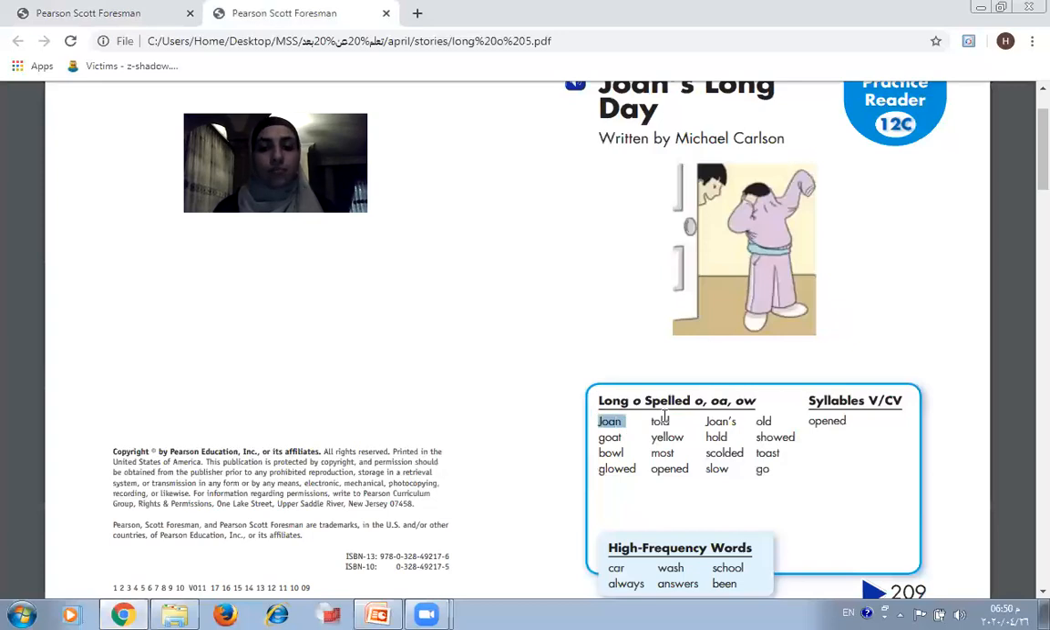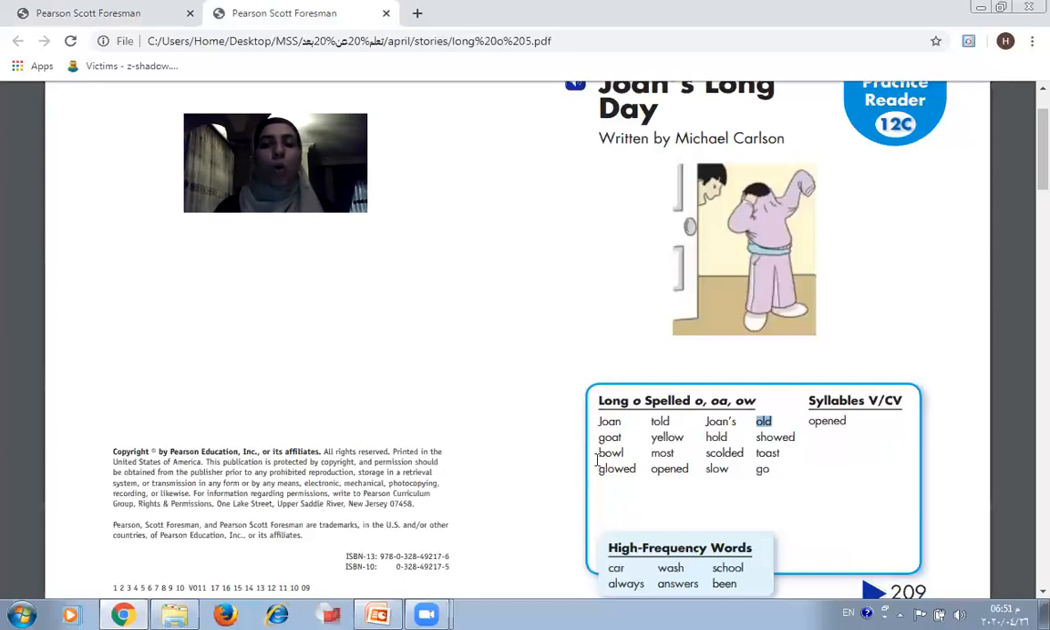John, told, John, old. See, you have old, like told, fold, old. They all have an O like hold here. Any word that has old ending, it has a long O sound. Here you have OA, goat. Here you have an OW, yellow, hold.